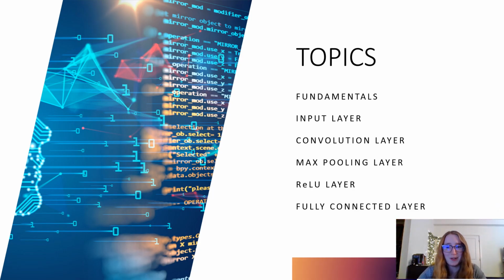In this tutorial, I will be stepping through each layer in a standard convolutional neural network. These being the input layer, the convolution layer, the max pooling layer, the ReLU layer, and the fully connected layer. But before I go into too much detail about any of these particular sections, let's talk a bit about neural network fundamentals.